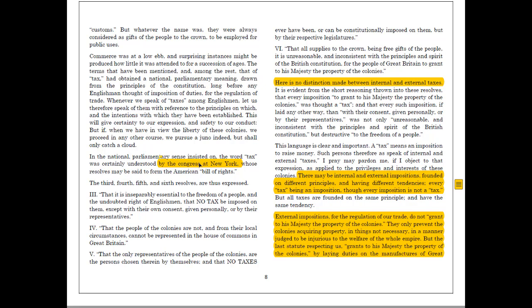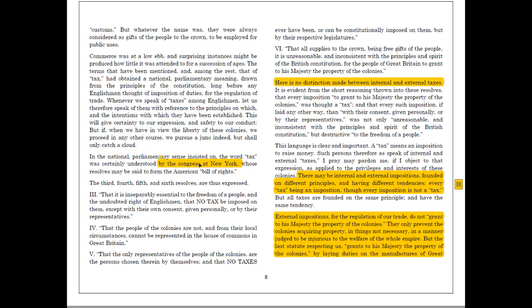He writes, and starting at the center of the right-hand column of 8, "This language is clear and important. A tax means an imposition to raise money. Such persons, therefore, as speak of internal and external taxes, I pray may pardon me if I object to that expression as applied to the privileges and interests of these colonies. There may be internal and external impositions, founded on different principles and having different tendencies. Every tax being an imposition, though every imposition is not a tax. But all taxes are founded on the same principles and have the same tendencies.